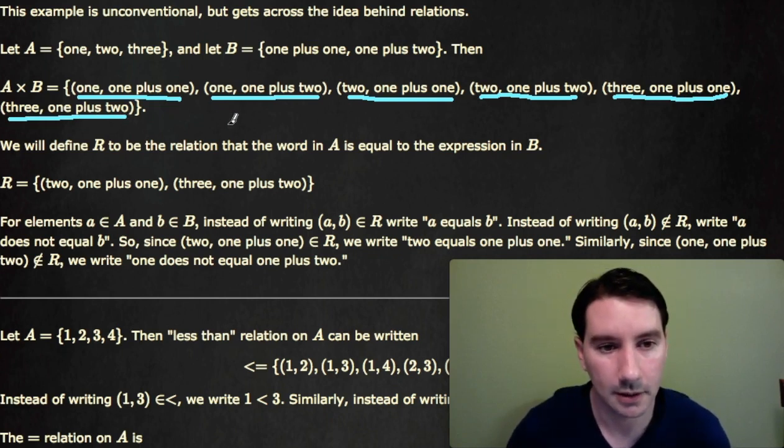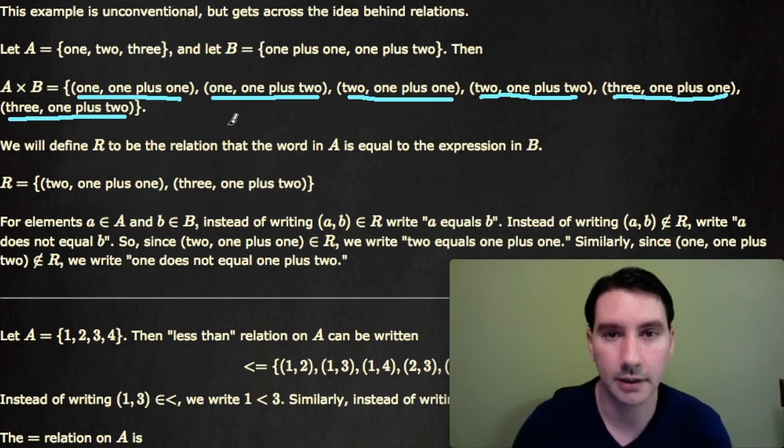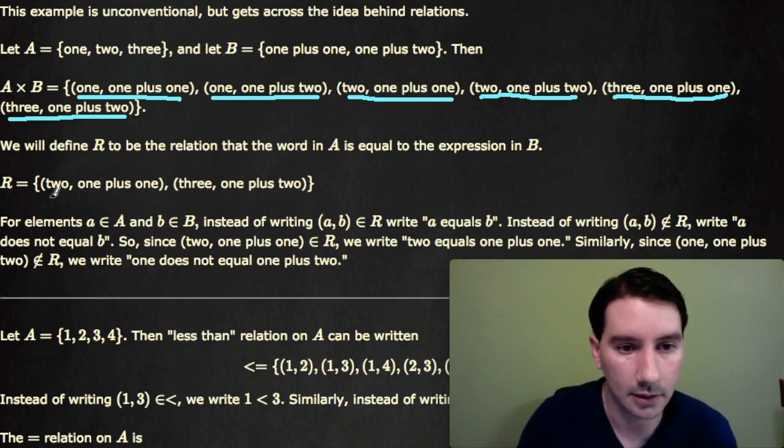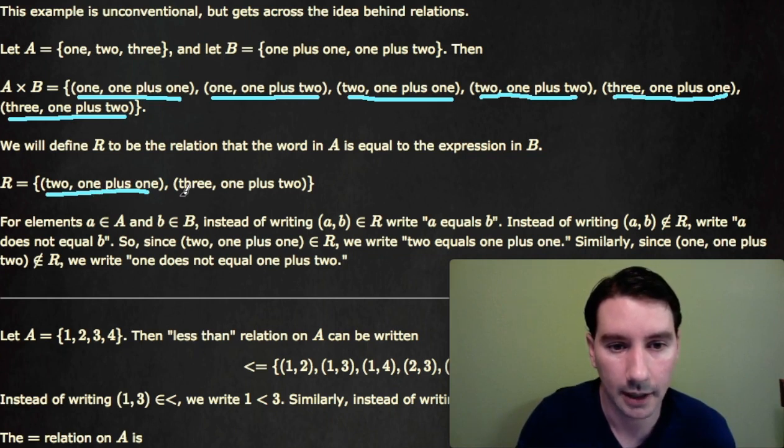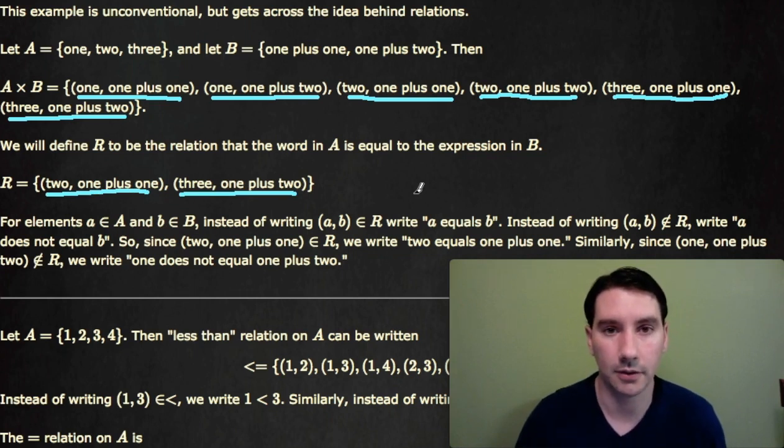So we're going to define R as a subset of this cross product, and we're going to take out all the true statements. By true I mean that the first coordinate is equal to the sentence described in the second coordinate. So R is going to be (2, 1 plus 1), because 2 equals 1 plus 1, and (3, 1 plus 2), because 3 equals 1 plus 2. And those are the only two where the first coordinate is equal to the second coordinate.